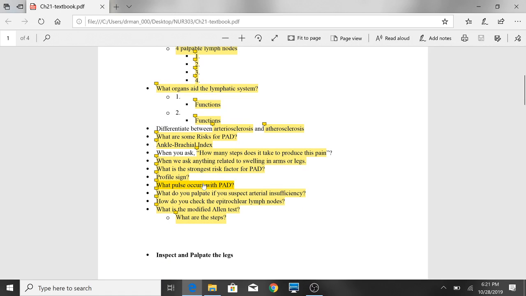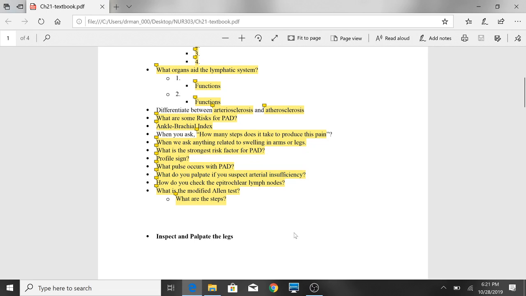With arterial insufficiency, the pulse should be 1+, weak, thready. Another thing I read was, what do you palpate if you suspect arterial insufficiency? Both brachial arteries at the same time, bilaterally; they should be equal. This was a cool one too. How do you check the epitrochlear lymph nodes? You shake the person's hand with your right hand, and with your left hand you go into the elbow and check right there.